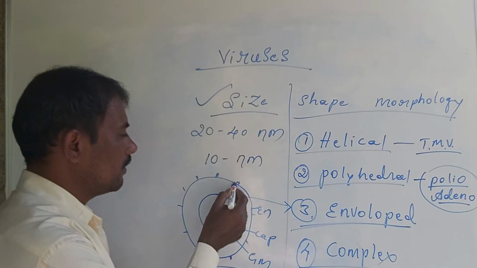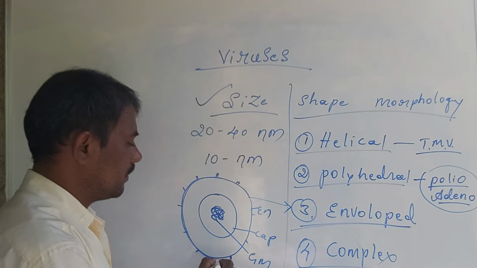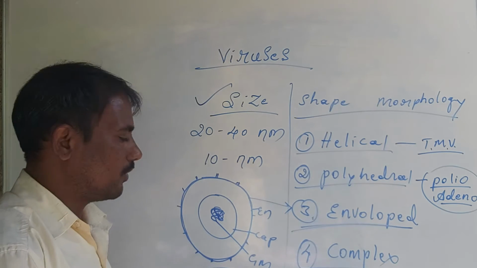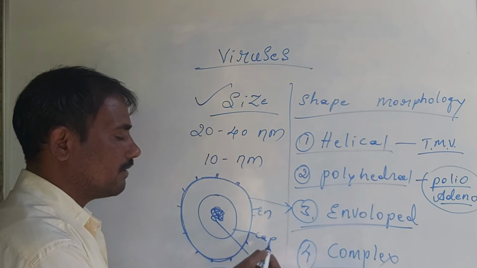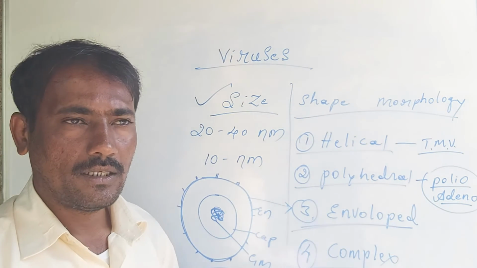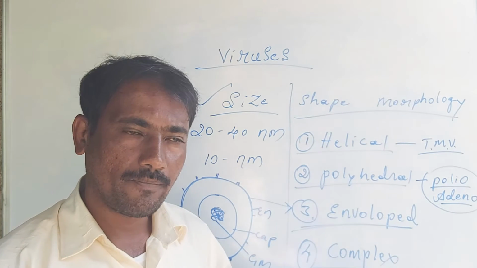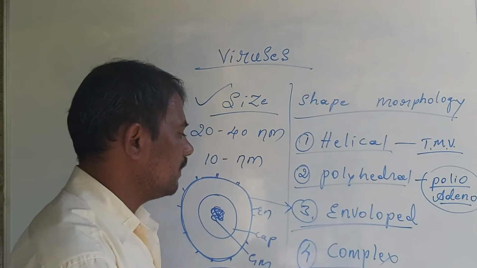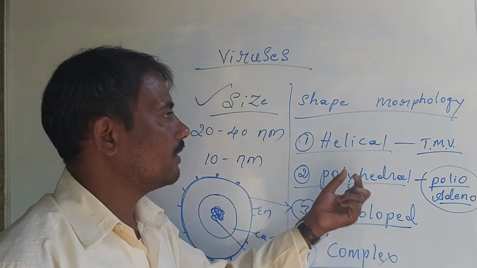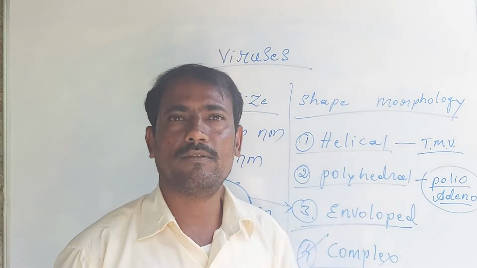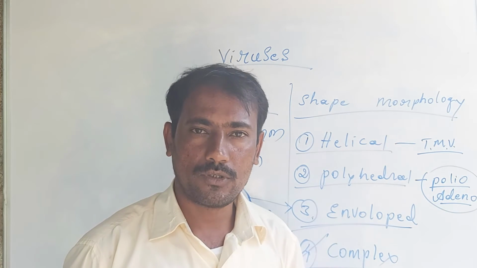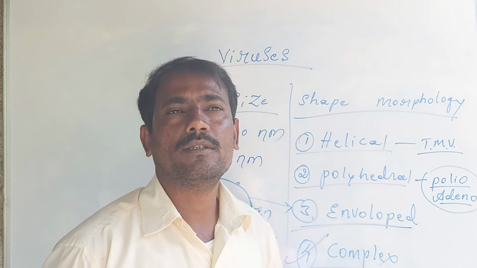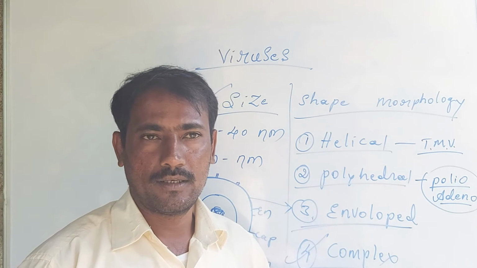This envelope is chemically composed of proteins, as well as lipids, and even some carbohydrates. So if such an extra envelope is present in virus particles, the viruses are termed enveloped viruses. Then another morphological form of viruses that has been observed is termed complex viruses.